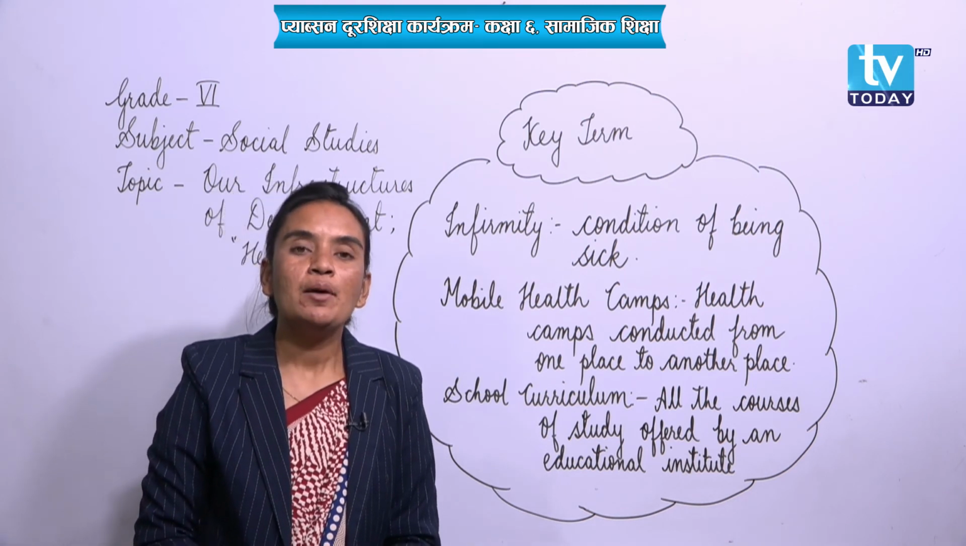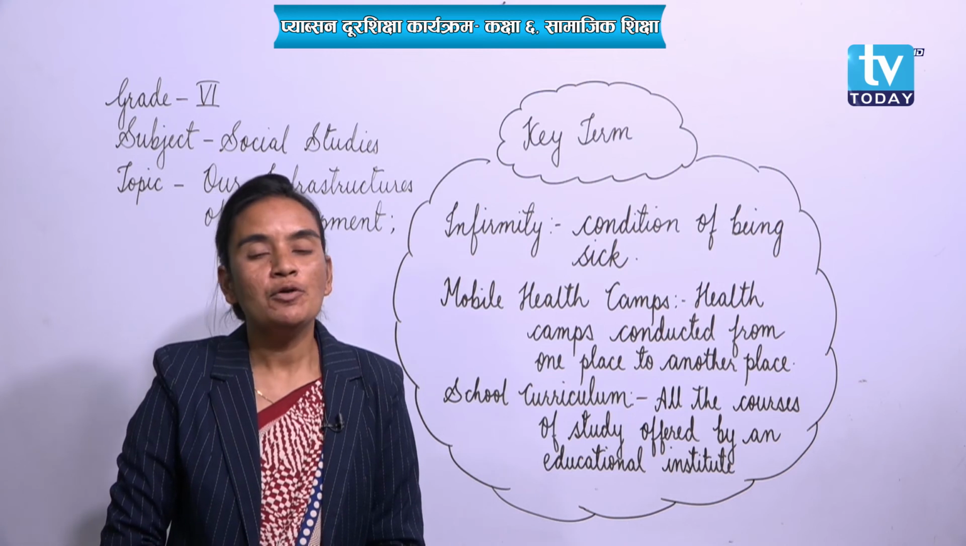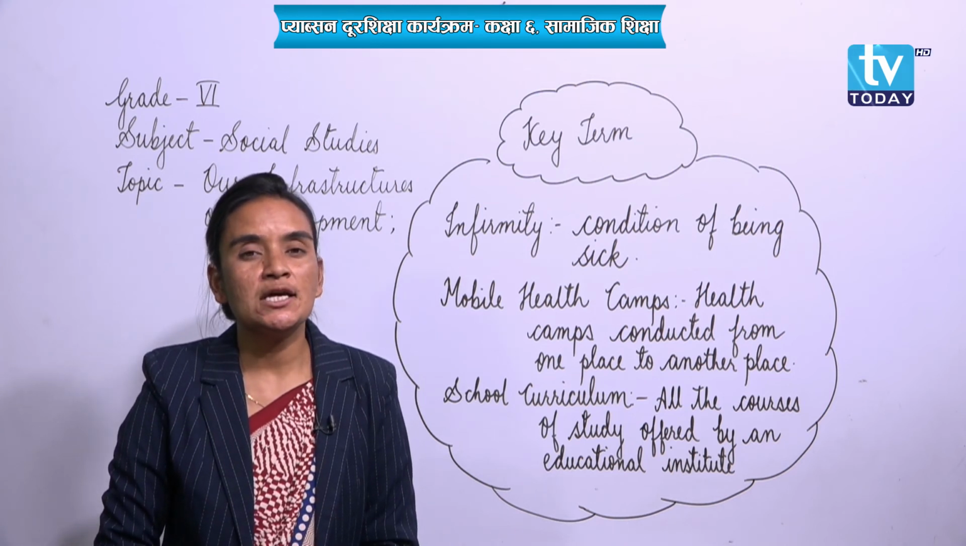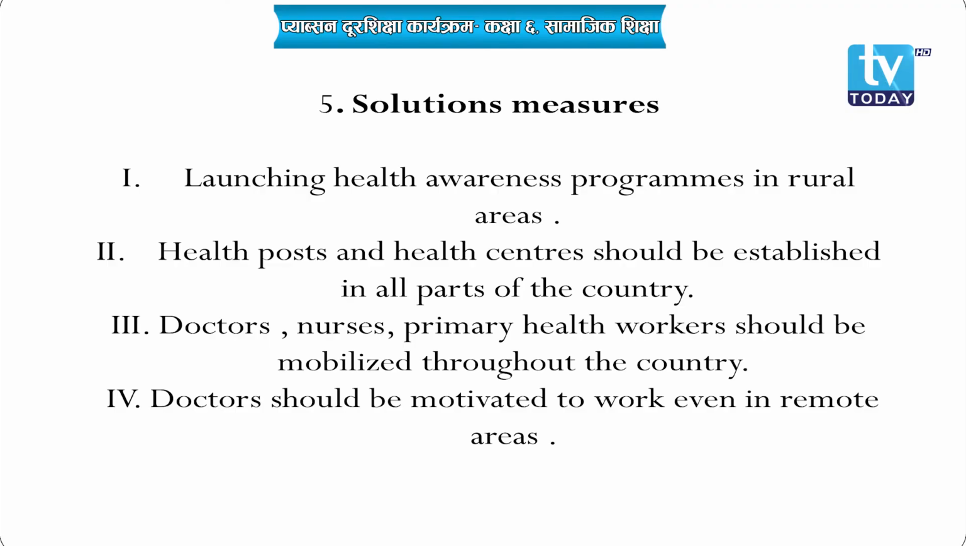But besides, pointing out the problems only will not give sufficient result. So let's find out what could be the solution measures to control or to remove the problems which we have in the health sectors. The first one is launching health awareness programs in rural areas. Especially we have mobile health camps, which are conducted from one place to another place, not only in a single place. After completing this slide, you can check it in the word meaning as well.